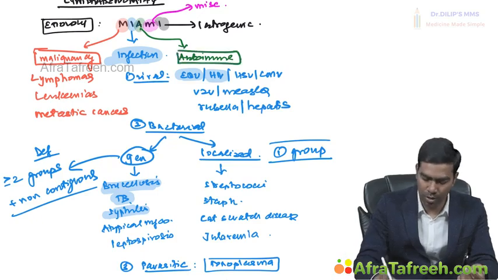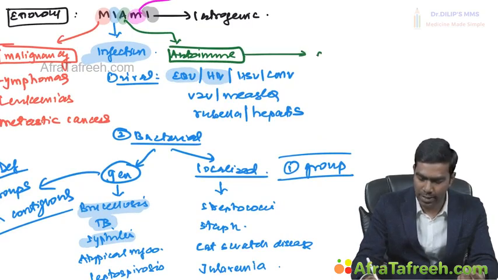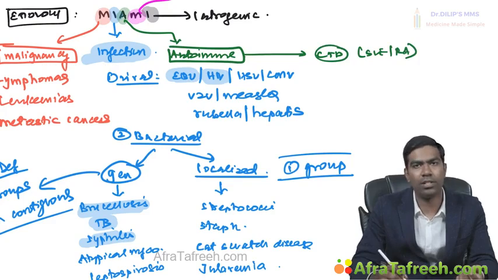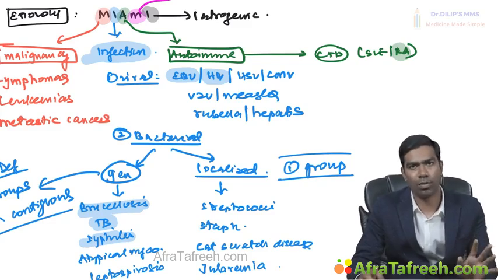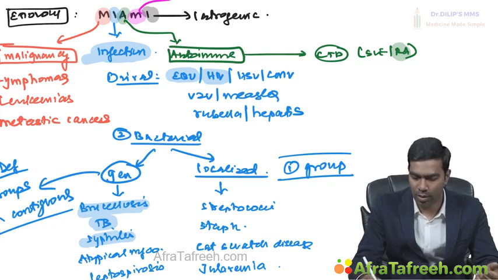And what about the autoimmune diseases? There are a lot of autoimmune diseases that can cause lymphadenopathy. For example, you can see it in a lot of connective tissue disorders like SLE and rheumatoid arthritis. In fact, the most common extra-articular manifestation of rheumatoid arthritis is lymphadenopathy only. So lymphadenopathy is very common in connective tissue disorders. Even Sjogren syndrome can produce lymphadenopathy.